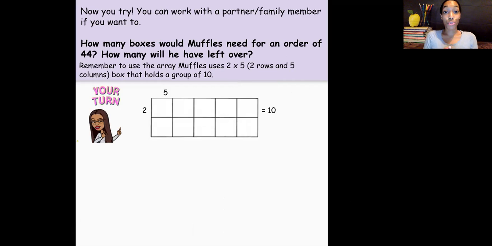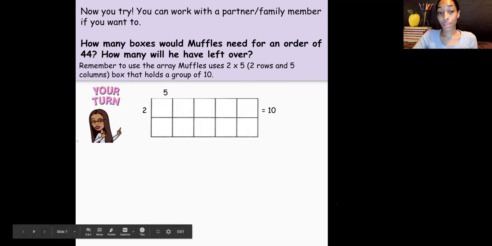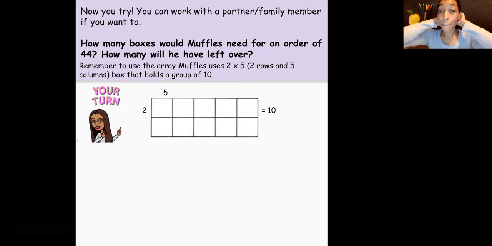All right, now you try. You can work with a partner or a family member if you would like to. How many boxes would Muffles need for an order of 44? How many will he have left over? Remember to use the array that Muffles uses, the 2 by 5 array, 2 rows of 5. It holds a group of 10. You can pause the video and take time to work out how many boxes Muffles will need.